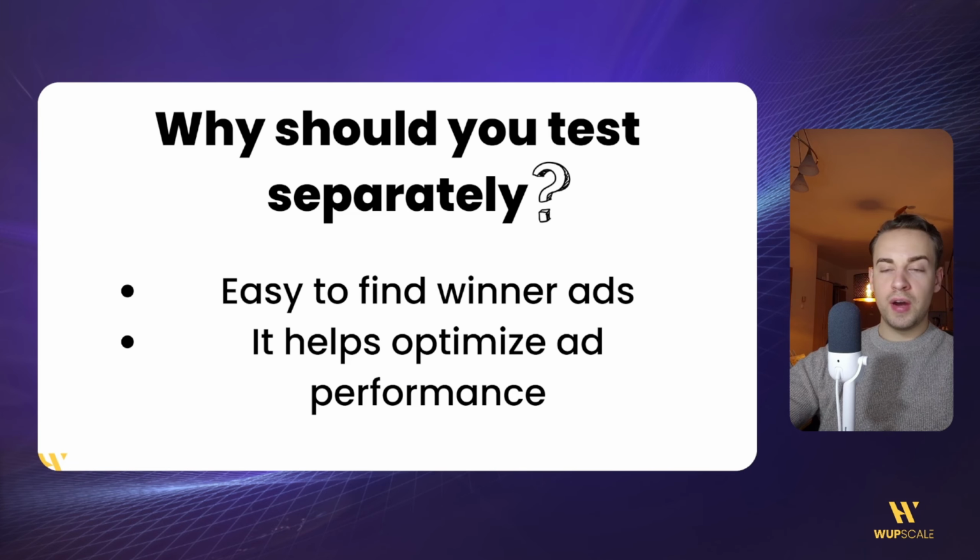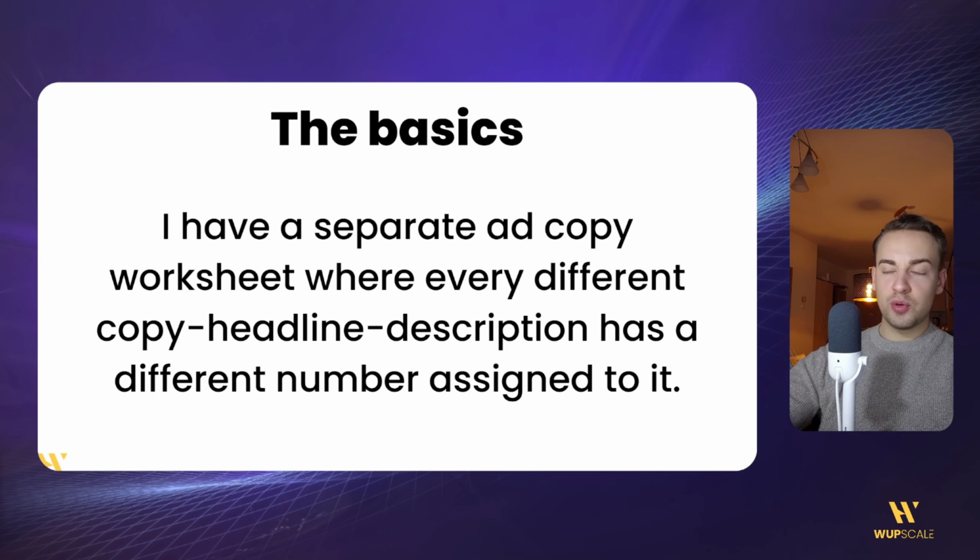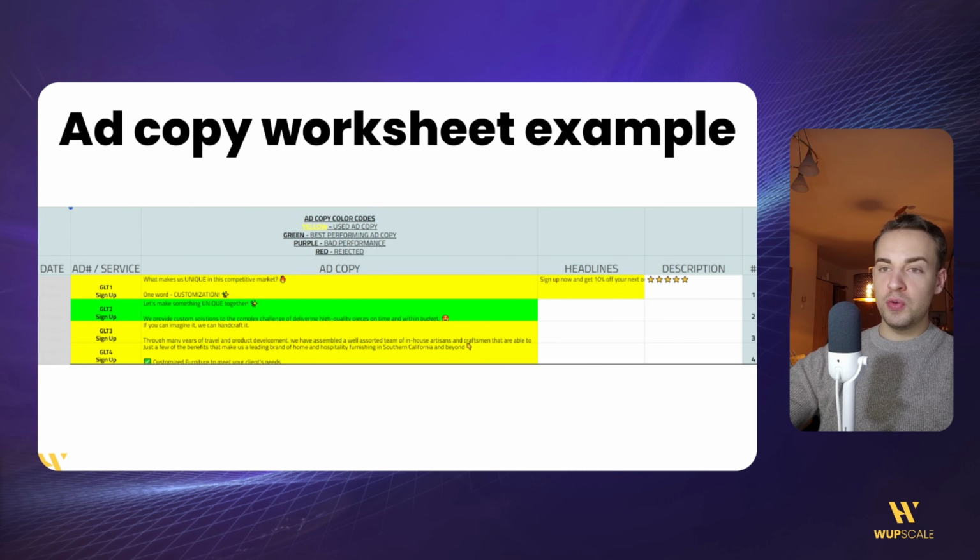The reason why I test separately is because it's super easy to spot winning ads, and it also helps you to optimize ad performance easily. For this system, I use my ad copy worksheet with color codes, marking winning ads, non-performing ads, and rejected ads, to make sure I get a quick understanding of what performed well in the past. Here's an example of used ads and then also a winning ad in the middle. It's quite easy to spot that ad copy number 2 was our winner.